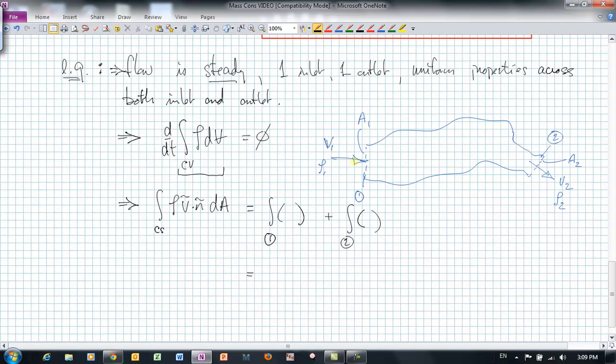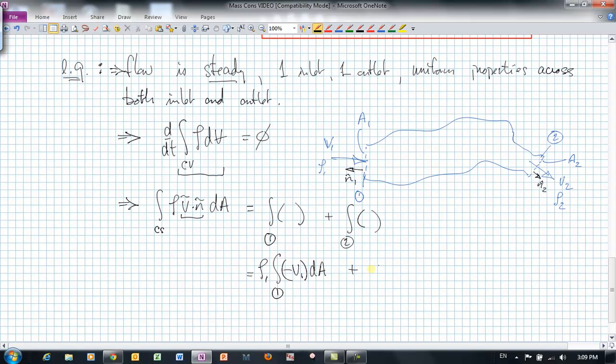In region 1, this region right here, V points in, n points out. In region 1, V and n point in opposite directions, so that term is going to be negative. It's going to be equal to minus V1. Rho 1 is uniform across the entire surface, so when I integrate over the surface, it's just a constant. I can pull it out. So I've got rho 1 times the integral over surface 1 of minus V1 dA.